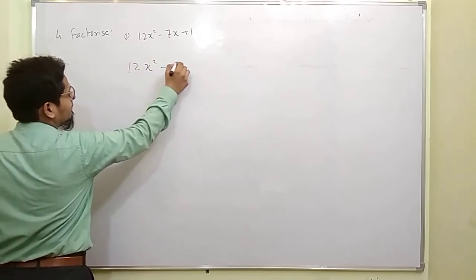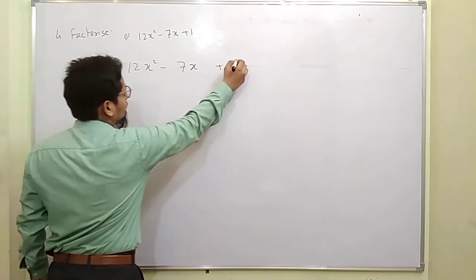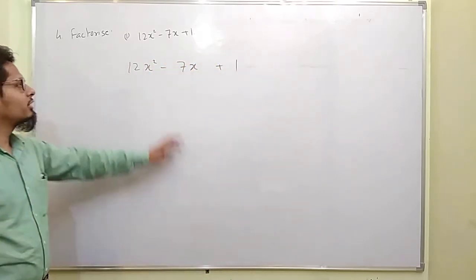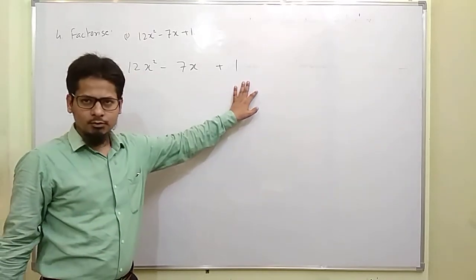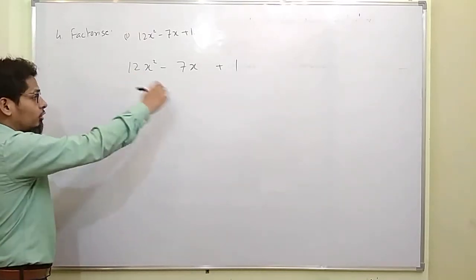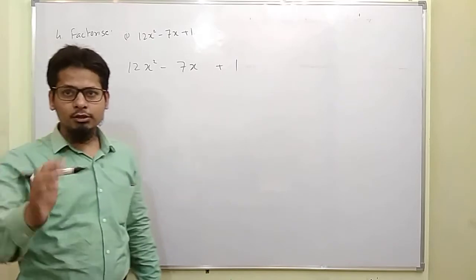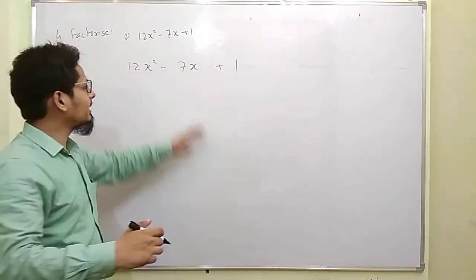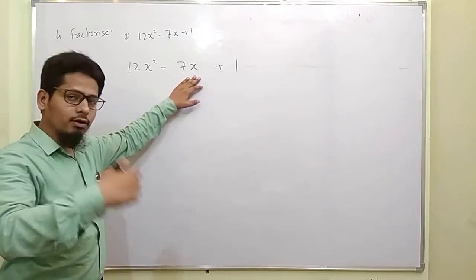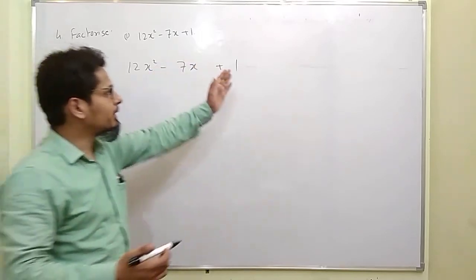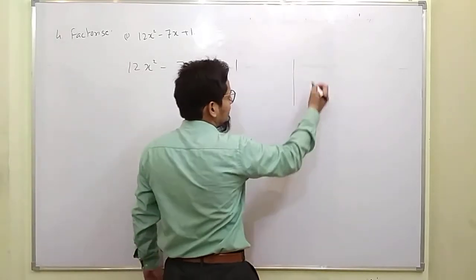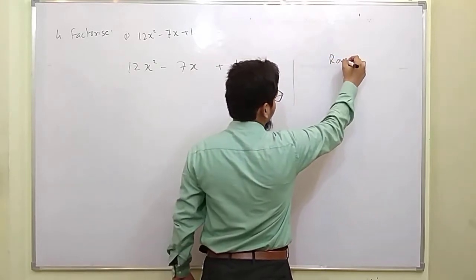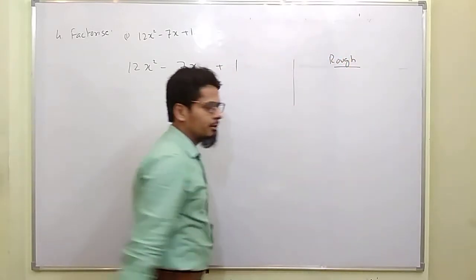12x square minus 7x plus 1. There are three terms: first, second and third. So I am explaining all this to you first. Don't copy this down yet, first I am explaining. It is not the actual way to do it. So class, take a rough column. I have drawn a rough column here.